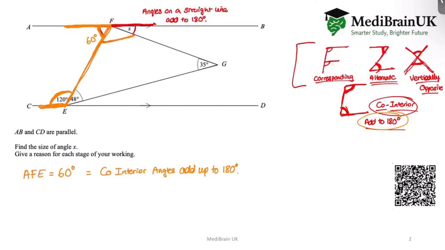You should be able to see that there's this triangle over here that I've drawn in blue. And we know a rule about triangles. Angles in a triangle add up to 180 degrees. So we know that this angle is 48 degrees. We know that this angle is 35 degrees. So that means we can work out what this angle is going to be, because we know the angles in a triangle add up to 180 degrees.